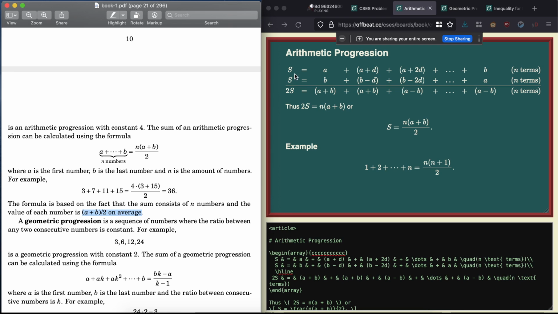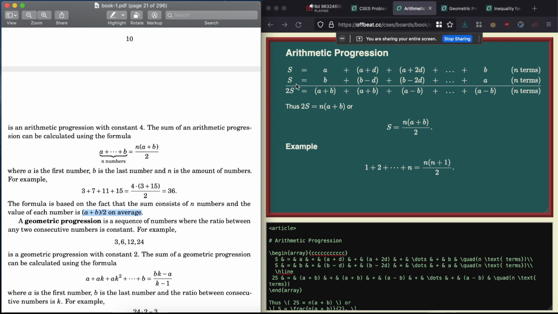So say we have a sequence which goes a, a plus d, where this d is the common difference, and a plus 2d and so on. And this d could be anything, any common difference, all the way up to b. So this is the last term. If we write this whole thing in reverse, it would look like this. So s is the sum that we want to compute. We want to get a formula for this s. So this s equals the same sequence in reverse. It's the same numbers, the same sequence. Not much has changed.